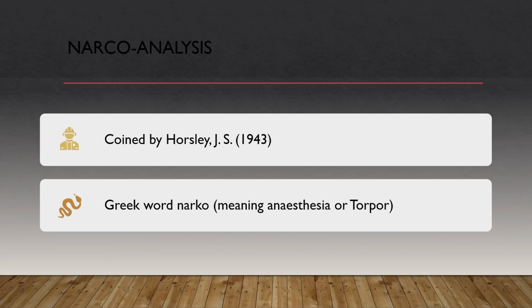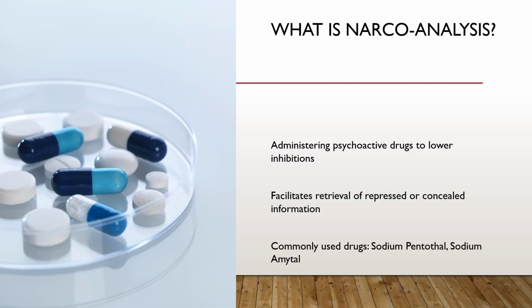The term narco-analysis was coined by Horsley J.S. in 1943. It's a Greek word meaning anesthesia or torpor. So what is narco-analysis basically? Administering psychoactive drugs to lower inhibitions facilitates retrieval of repressed or concealed information. Commonly used drugs are sodium pentothal and sodium amytal.